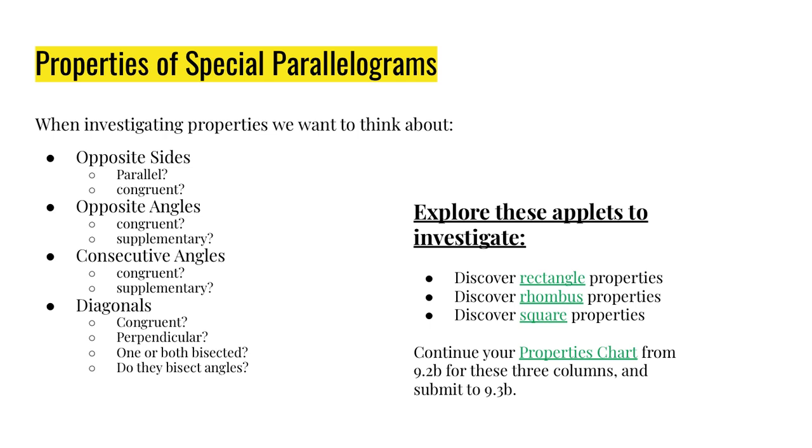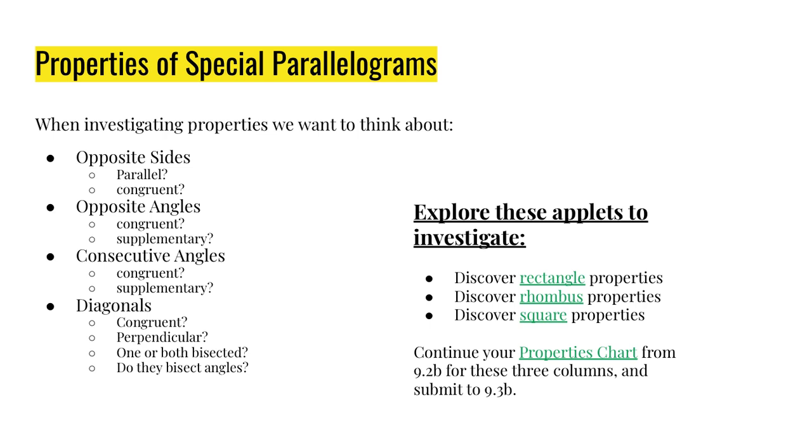I'm going to have you guys now investigate these shapes on some little applets I'm going to give you in a moment. When investigating their properties, we want to think about all of these things here. We want to compare opposite sides and think about if they're parallel or if they're congruent. We know that they will be because they're all parallelograms, so they will be parallel and congruent. Opposite angles, we've already investigated that. We know that parallelograms have congruent opposite angles. They are not supplementary for parallelograms. Consecutive angles, again, all parallelograms we know have supplementary consecutive angles.